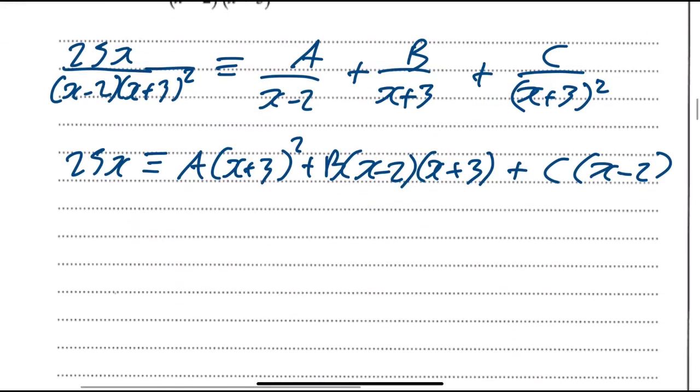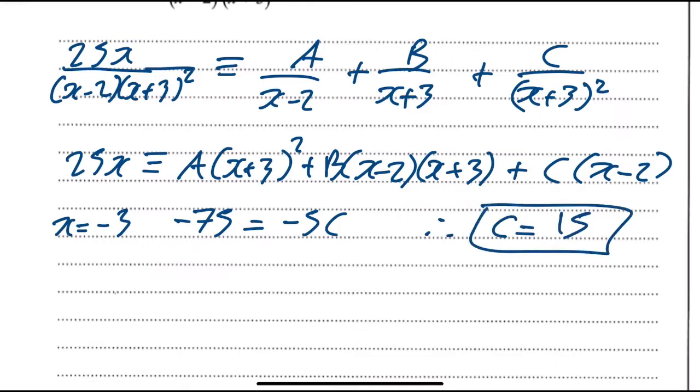Now, sub in values. So when x equals minus 3, you're going to get minus 75 on the left-hand side, and then the first bracket would become 0, the second set of brackets would become 0, and you're going to have just C times minus 5, or minus 5C. A wee bit of working out gives you C is equal to positive 15. Put that in a wee box when you find it. This makes it easier for you going forward to find your work.